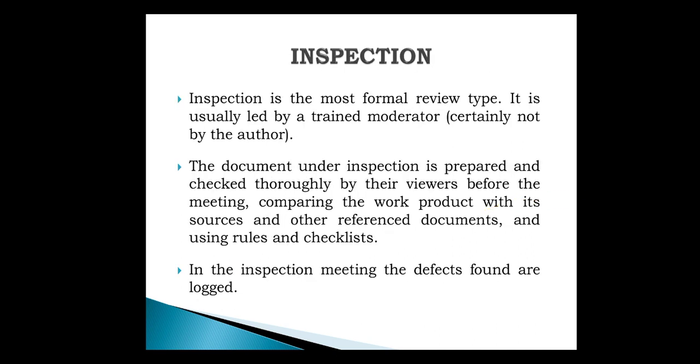Next is the inspection. This is also like a walkthrough, but in a walkthrough there are only four roles: the author, meaning reader, the second one is a recorder, the third one is a reviewer, and the fourth one is a manager. But in the inspection process, all five roles are involved, like reader, recorder, then reviewer, or we can say inspector, then next one is a moderator, and last one is a manager.